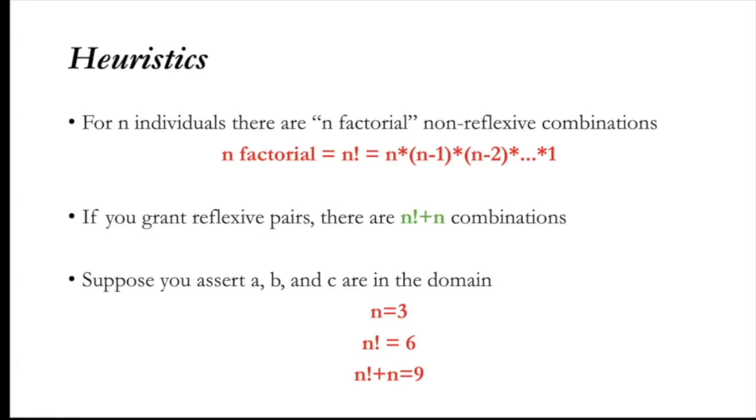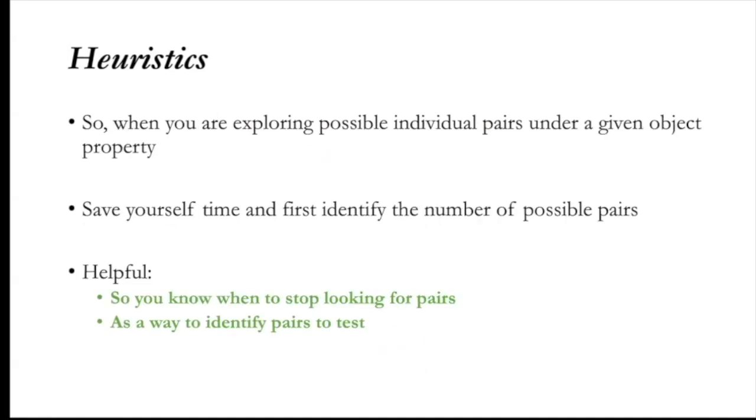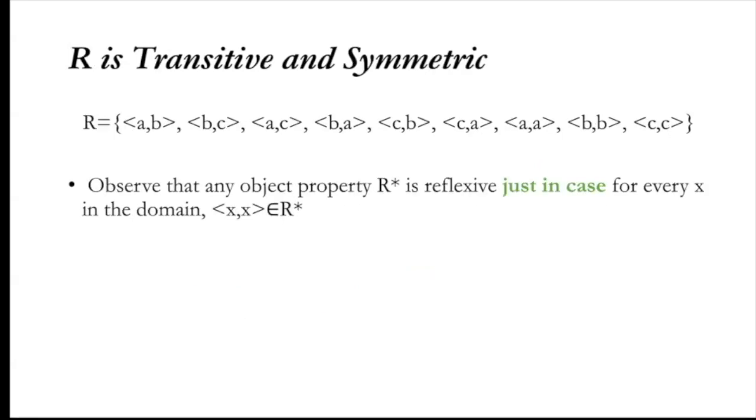Now, that won't tell you in every case that you finished, like maybe you don't need all 9, but it does tell you which ones to check and when you know you're done checking. So when you're exploring possible individual pairs under a given object property, save yourself time and first identify the number of possible pairs to explore. 3 individuals, 9. So you know when to stop looking for them. And also as a way to identify pairs to test. Only 9 options. Check them out.